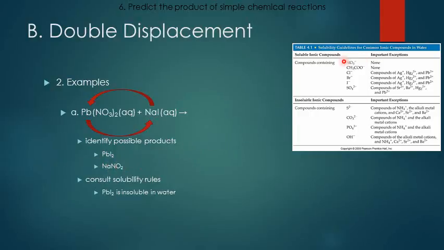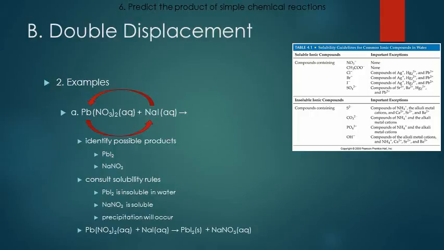I do the same thing for the sodium nitrate. Nitrates are also listed up here as soluble compounds. There are no exceptions. So sodium nitrate is in fact soluble. So what this tells us is a precipitation reaction will occur. The PbI2 will not be dissolved in water. It is not soluble. So it will precipitate out as a solid.